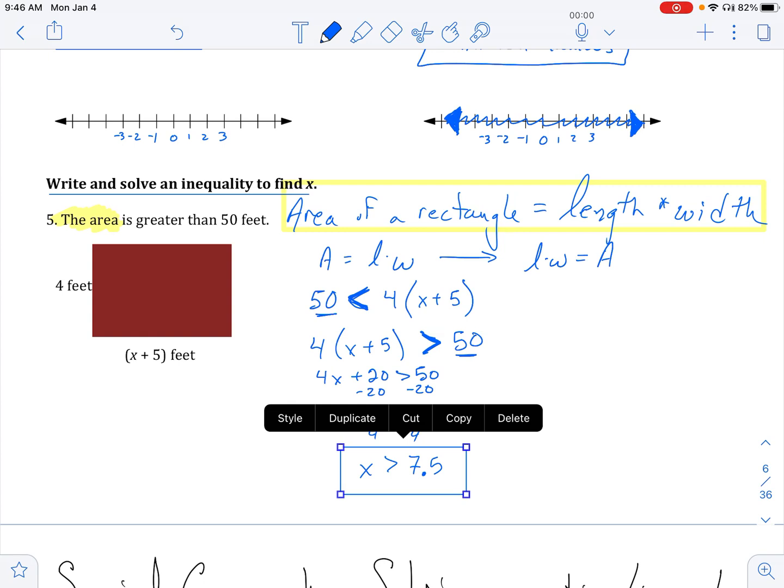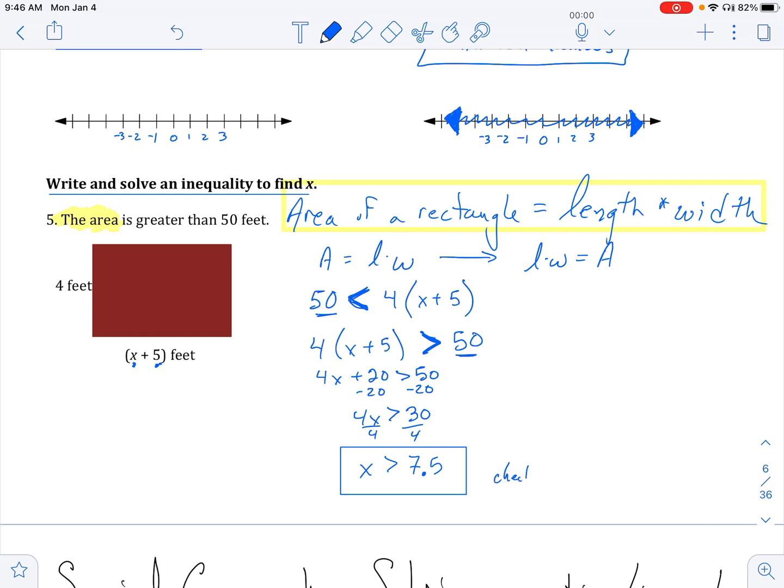If I check 10 here, I would get 10 plus 5 is 15, and 15 times 4 would give me an area of 60, which is bigger than 50. So I just did a quick mental check to verify that would work, and yes, something like 10 would in fact give me an area that's bigger than 50.